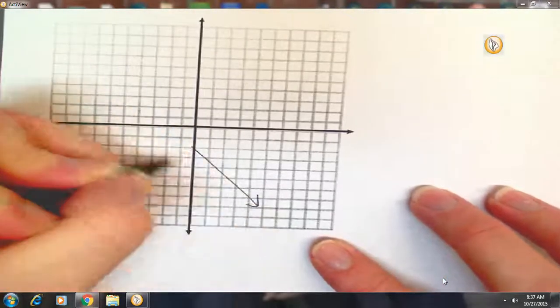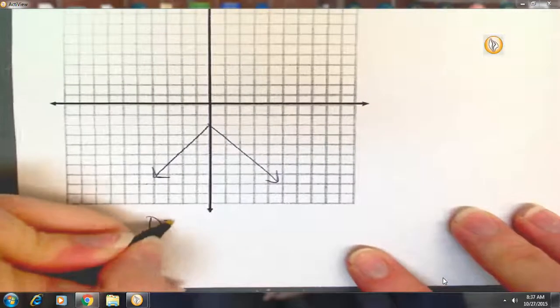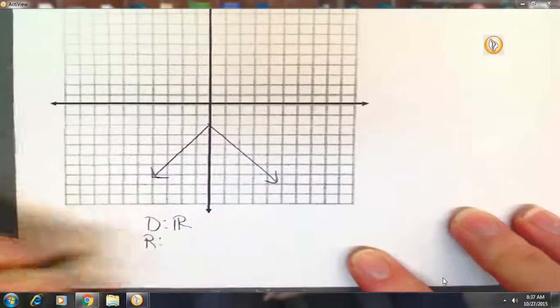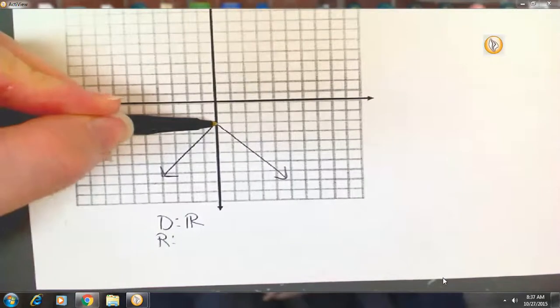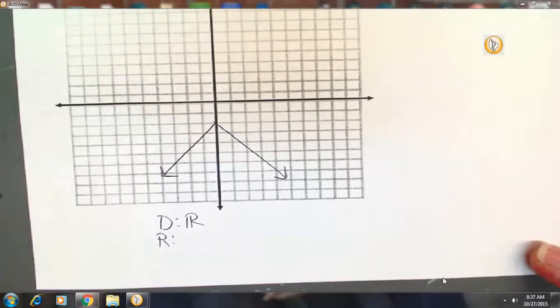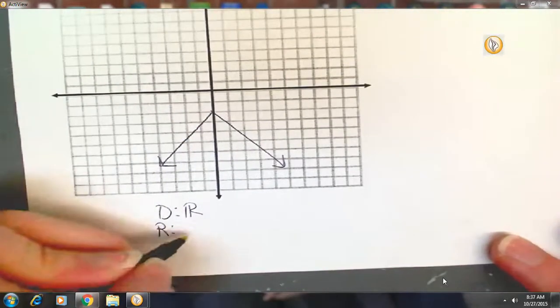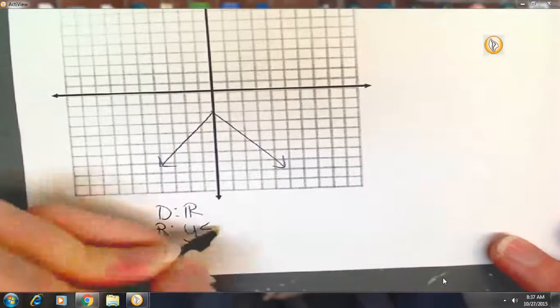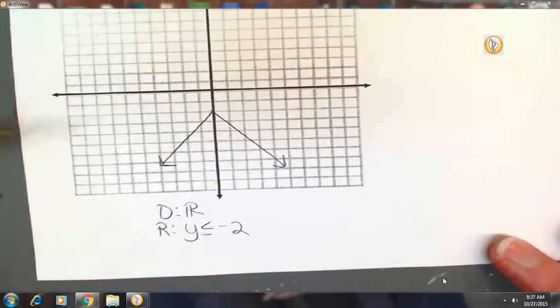How would it be, what would your range be? Obviously the domain would still be all real numbers. Negative 2. Okay, so what would we say about negative 2? Y is greater than or equal to negative 2. Is that true? Is negative 3, negative 4, negative 5, negative 6 greater than negative 2? It would be less than. Y is less than or equal to negative 2. All these other points are less than negative 2.